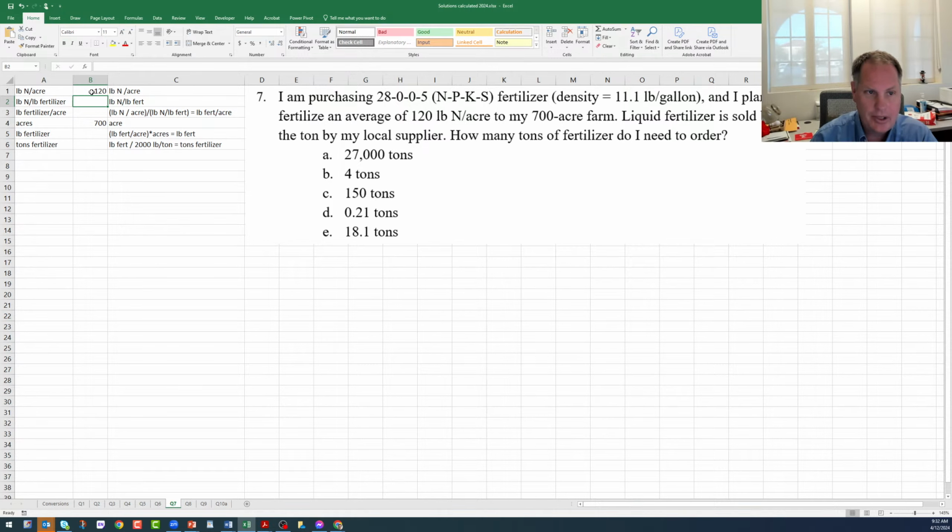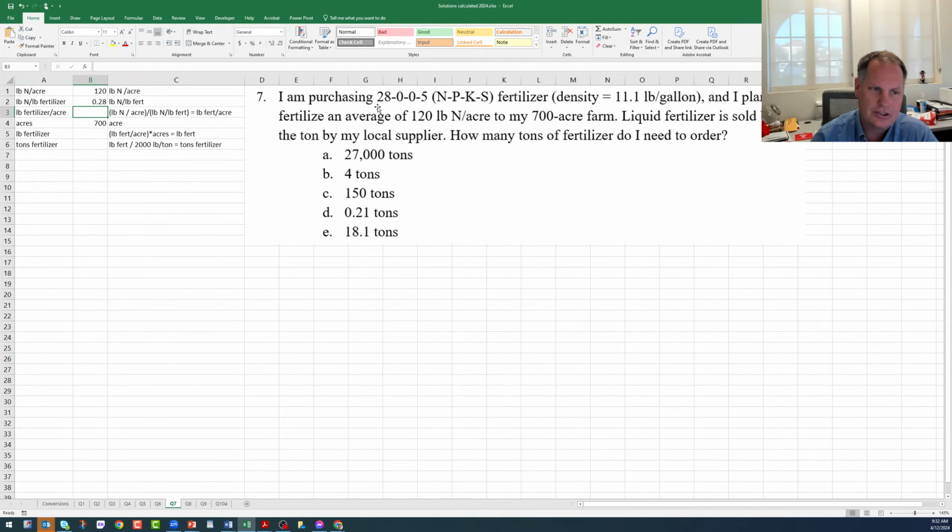All right. How many pounds of nitrogen do I have per pound of fertilizer? You will recall that this first number is the nitrogen content, so 0.28 pounds per pound. If you get more nitrogen than you have total fertilizer, you're probably going the wrong direction here, so just keep that in mind.